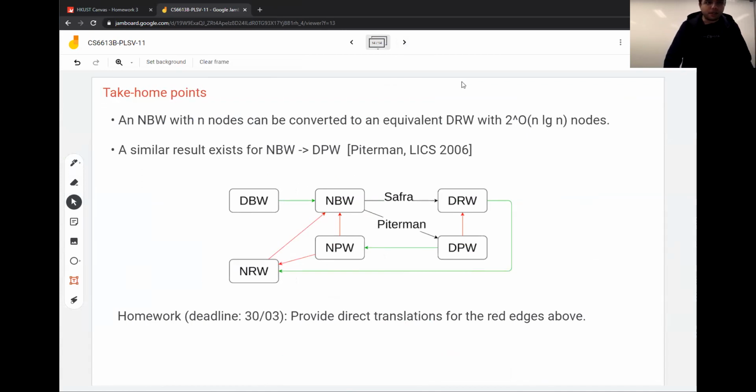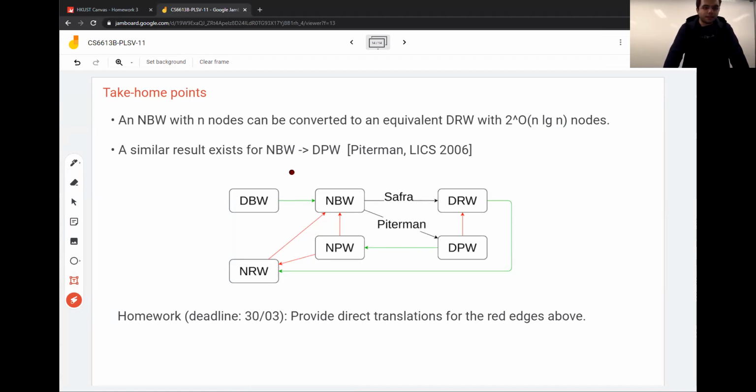And so let me finish by just giving you some take-home points. The first point that I really want you to remember is that a non-deterministic Büchi automaton can be converted to an equivalent deterministic Rabin automaton. And actually, if you go back into this algorithm and look into it, you will see that if the original automaton has n nodes, then your deterministic automaton will have 2 to the power of n log n nodes. So this is like a factor of log n more than the finite case.